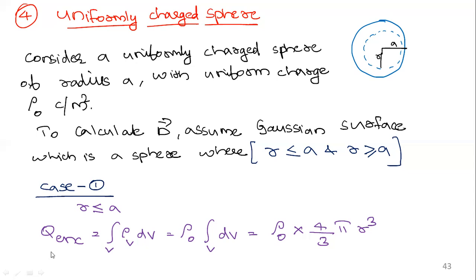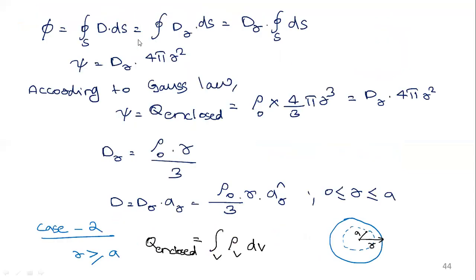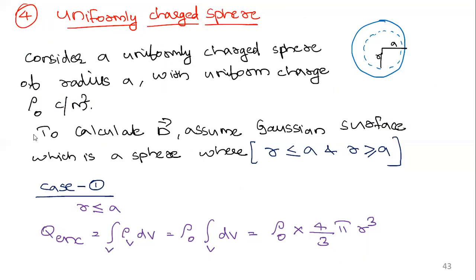So in the first case, Q enclosed will be equal to integral over V rho V dV. In our case, it is a uniform charge density rho 0 we have considered. So rho 0 into integral dV, so rho 0 into 4 by 3 pi r cube, because here the value of r is less than a. So we need to take 4 by 3 pi r cube, that is the volume of the sphere. So phi is equal to integral D dot dS, and according to Gauss law, the electric flux will be equal to the charge enclosed. So here we have the charge enclosed is rho 0 into 4 by 3 pi r cube.